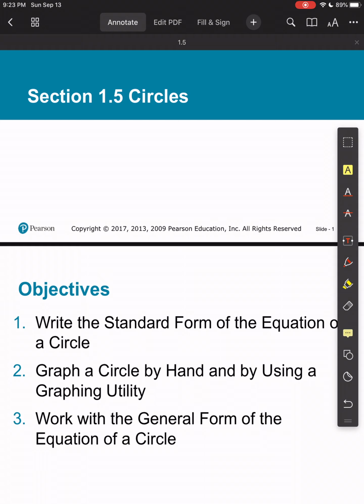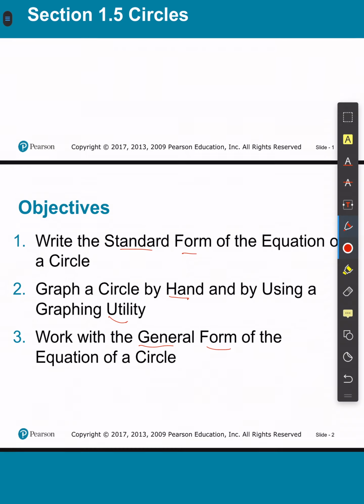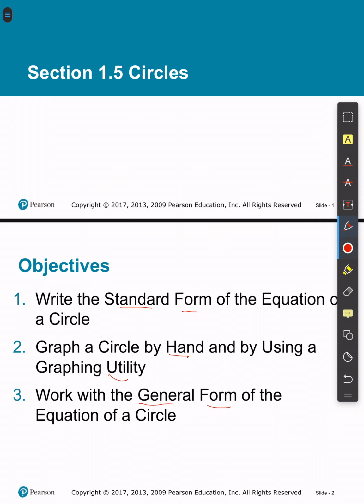Write the standard form. So we're going to look at the standard form of a circle. We're going to look at graphing a circle by hand, and graphing it using a graphing utility. So it's technically 2 objectives there. And then number 3, looking at the general form of a circle, which we didn't do a ton of in at least my Algebra 2. General form, we did a little bit of it.